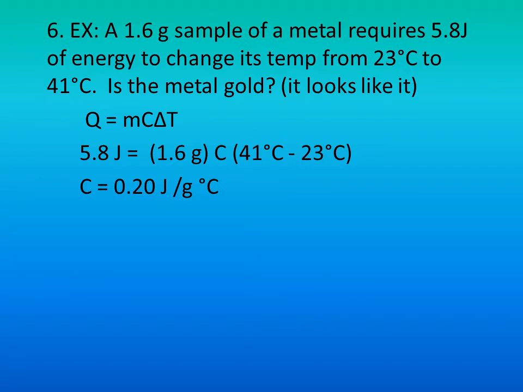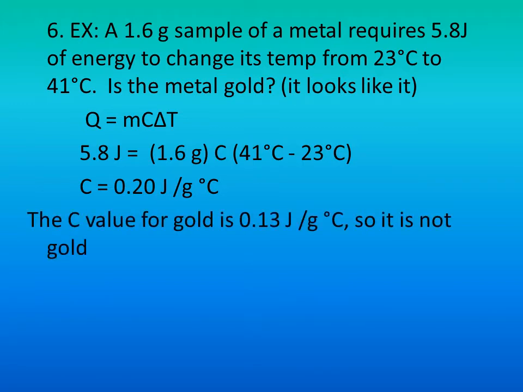If I look on the table, the C value for gold is 0.13 joules per gram degrees Celsius, so it is not gold. These are the types of problems that we're going to be doing this unit. So hopefully you can follow that and we'll pick some more up in class. Have a good day.